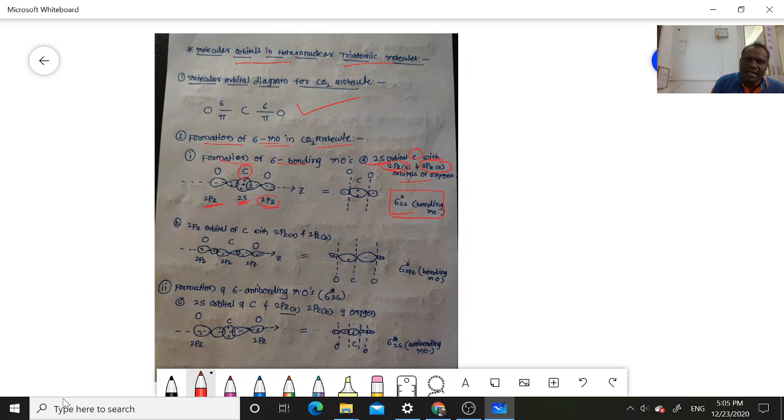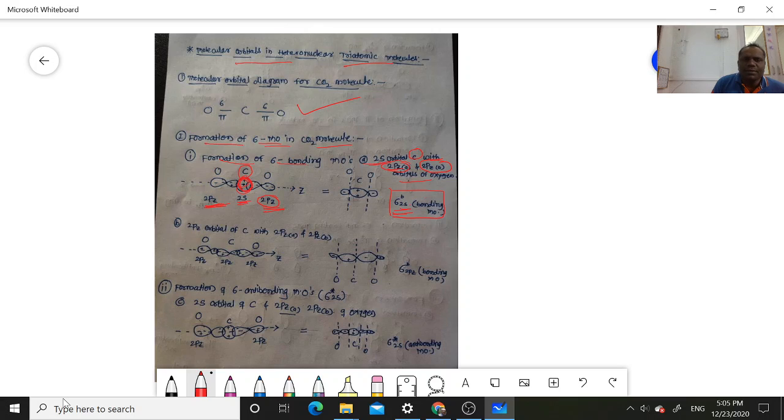Now, why this z orbital? Since the 2s orbital is spherical in nature, it can combine in any direction. Therefore, for our suitability, it is taken as the 2pz orbital. Actually, the 2px orbital, 2py orbital, any orbital can be combined. For our suitability, we are saying that the 2pz orbital combines together, which forms the sigma 2s bonding molecular orbital.